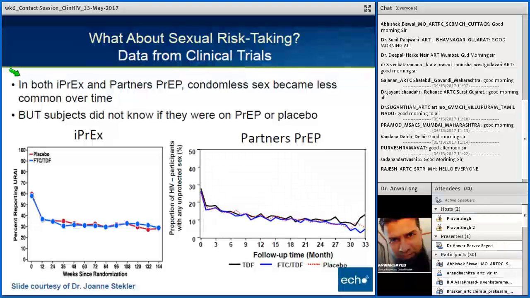So we have evidence that in fact the sexual risk taking has reduced in these 2 studies. If you see, in both the iPrEX and Partners PrEP studies, condomless sex became less common over a period of time.